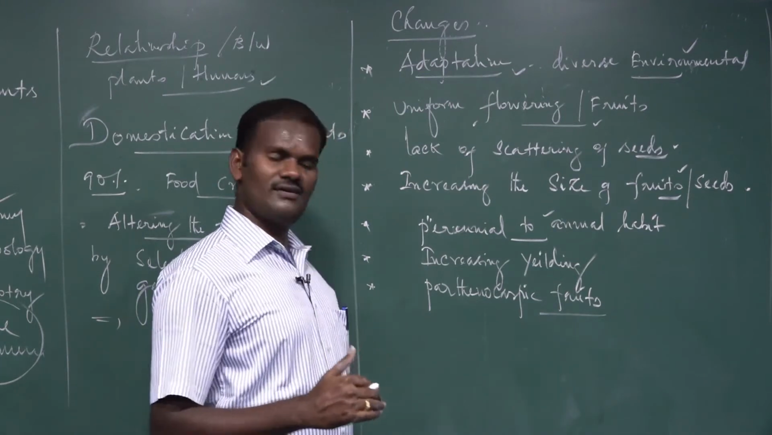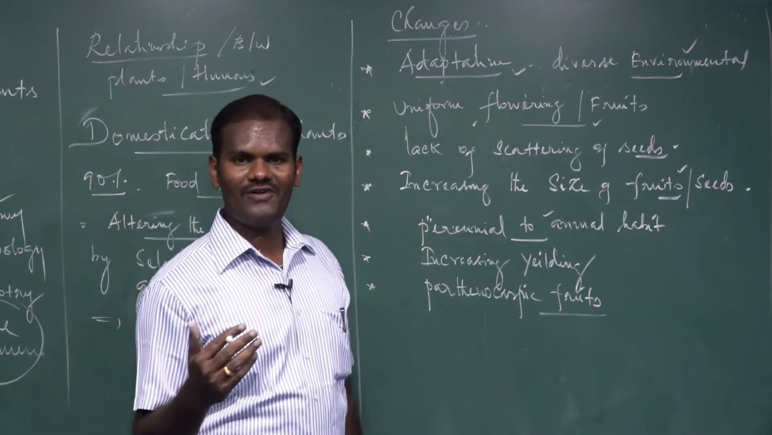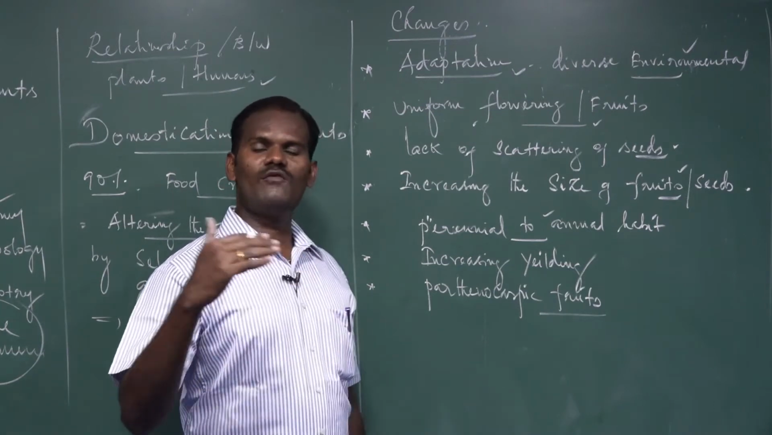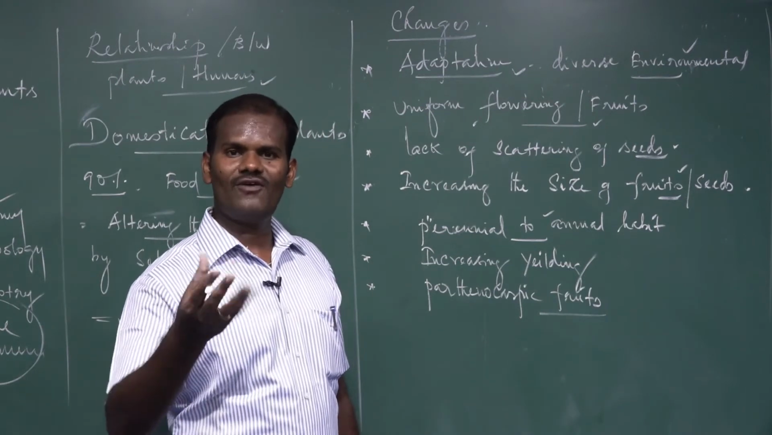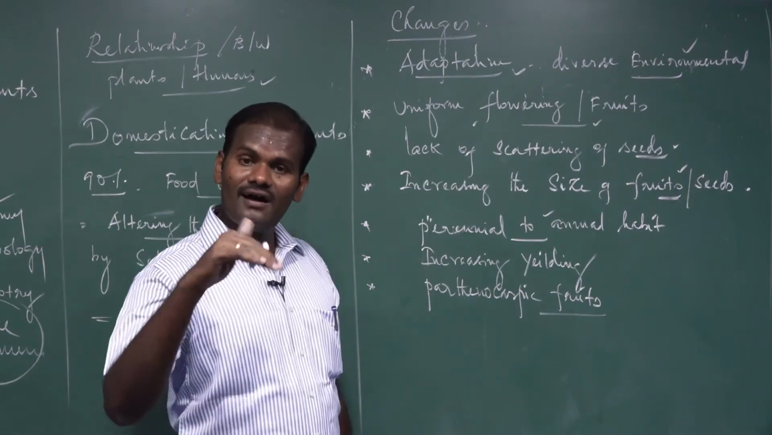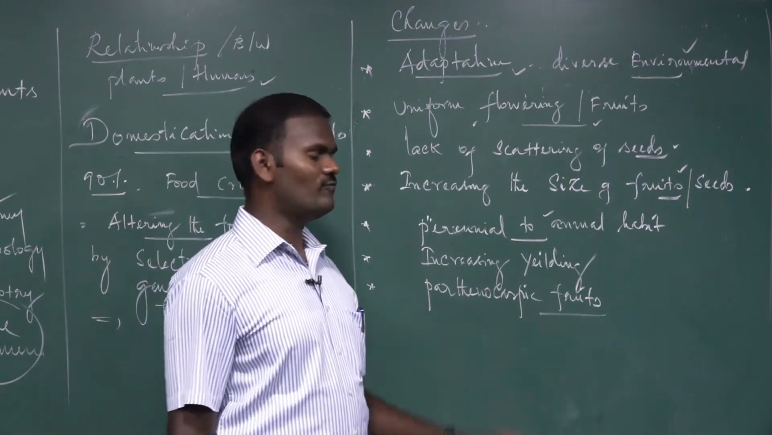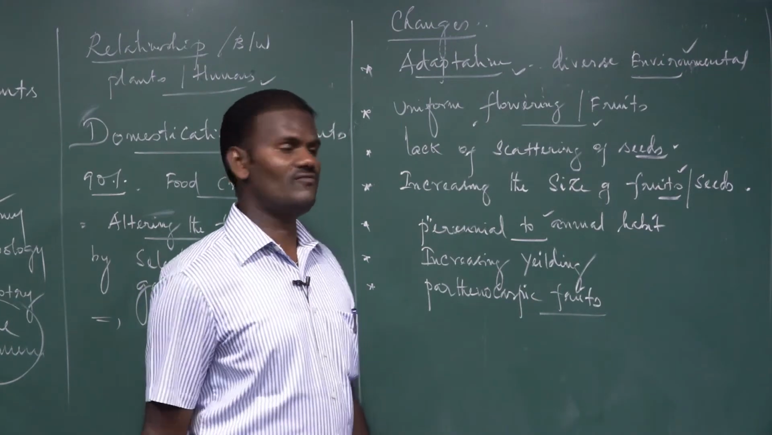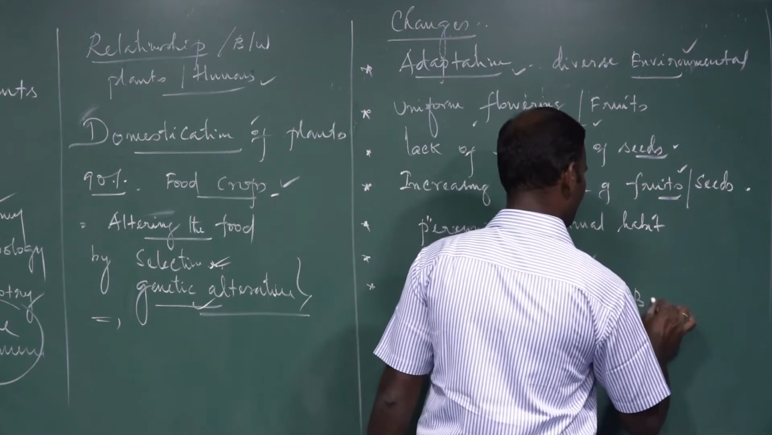The second one is a false fruit. Then what do you mean by false fruit? When a part other than the ovary develops into the fruit, these are called false fruit. For example, apple is a false fruit. The third fruit is nothing but parthenocarpic fruit, which develops without fertilization. For example, banana.